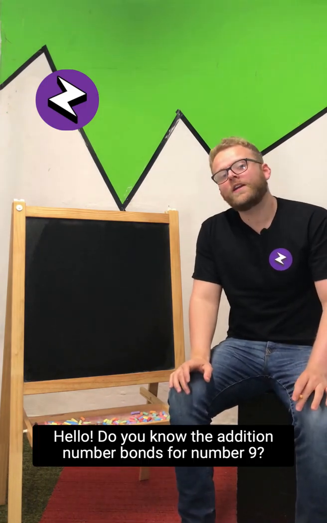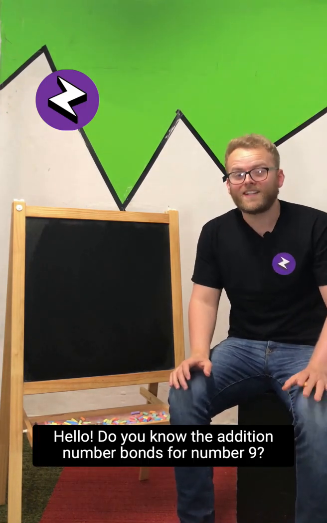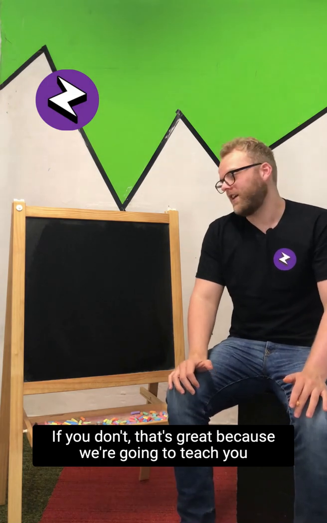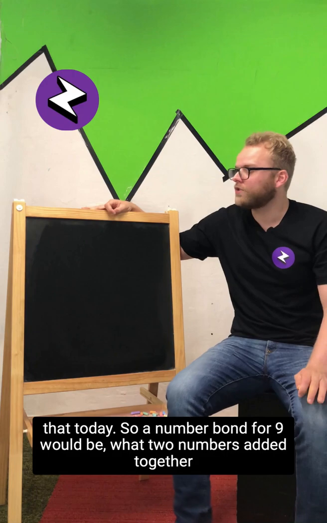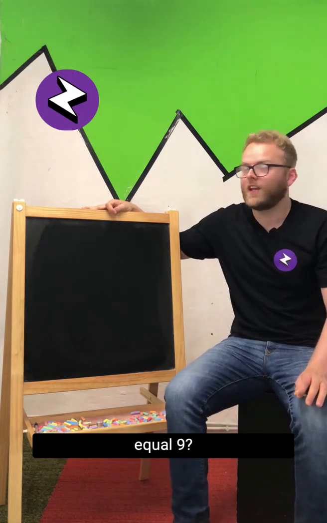Hello, do you know the addition number bonds for the number 9? If you don't, that's great because we're going to teach you that today. So a number bond for 9 would be what two numbers added together equal 9.